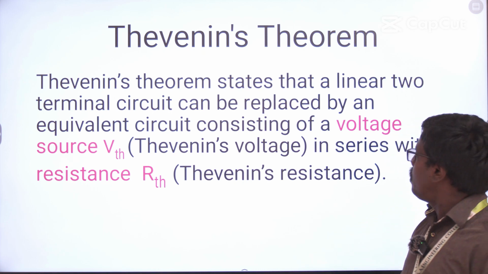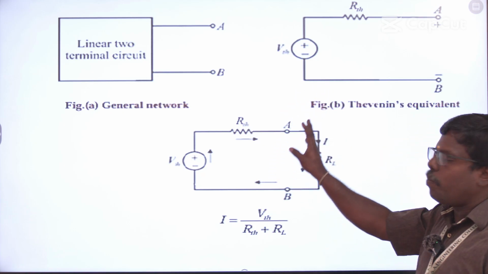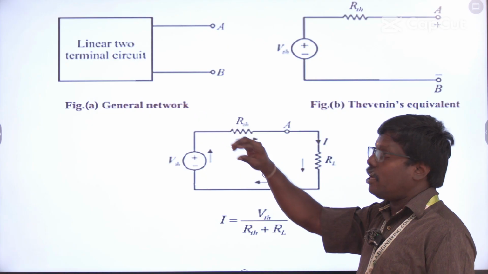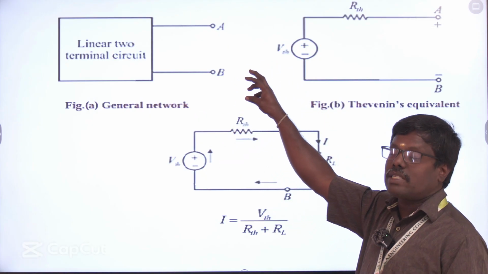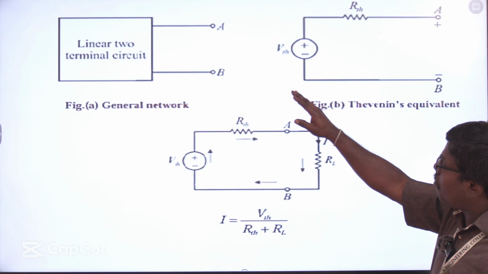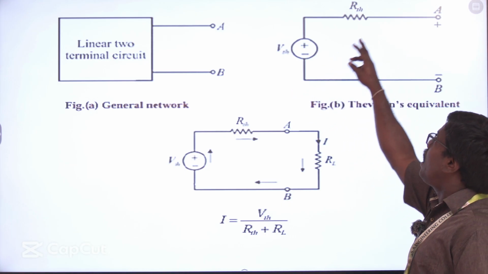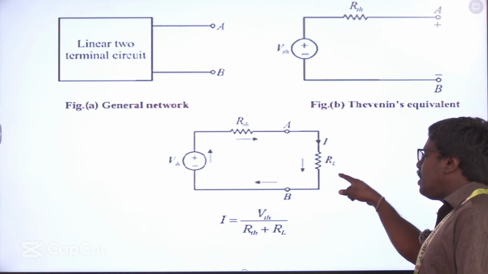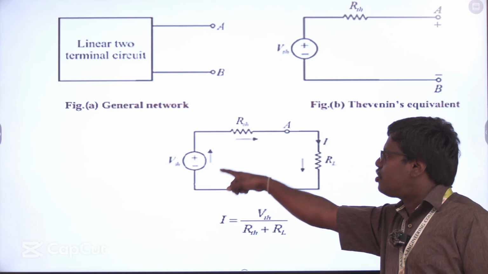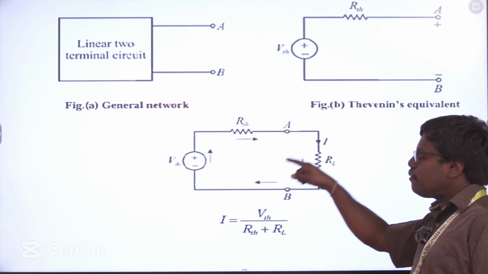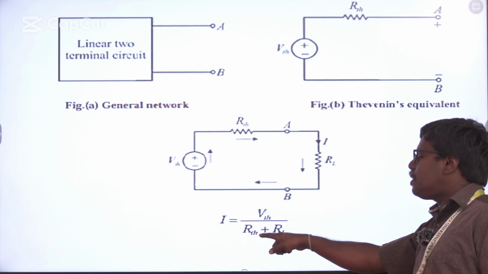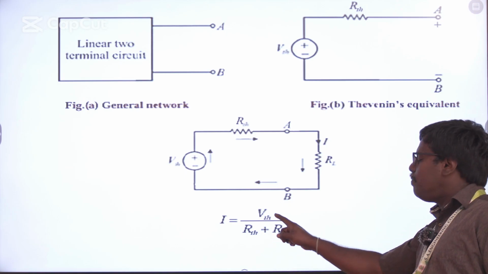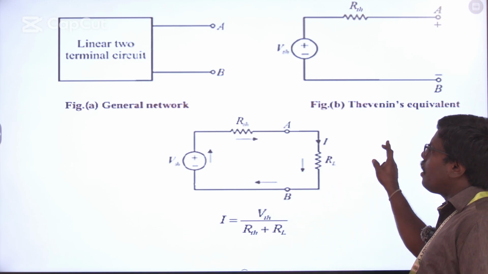So in a two-port network, any number of components will be inside the linear network, which is connected to the load resistance RL across A and B. That can be converted into a VTH and RTH. Then again we replace it by its equivalent circuit to find the load current. So I am going to have VTH, RTH and RL. So the current is equal to VTH divided by RTH plus RL. This is the formula for finding the current.